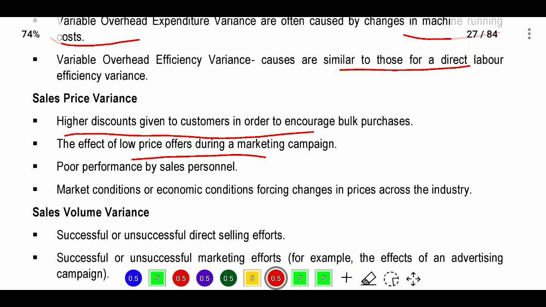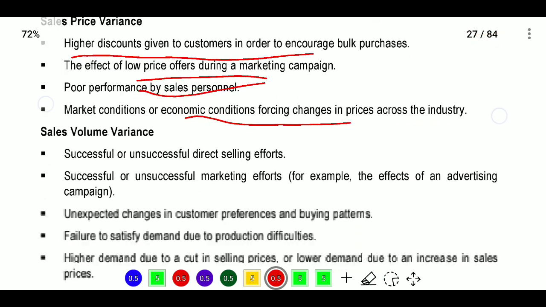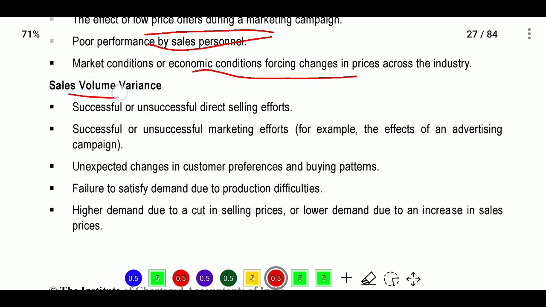Next, poor performance by salespersons. Salespersons are not providing sales, they are not taking goods to the customers. Next, market conditions or economic conditions forcing changes in price across the industry. Next, sales volume variance. Volume means what? Quantity. Why will the quantity differ? Here, successful or unsuccessful direct selling efforts. Next, successful or unsuccessful marketing efforts.